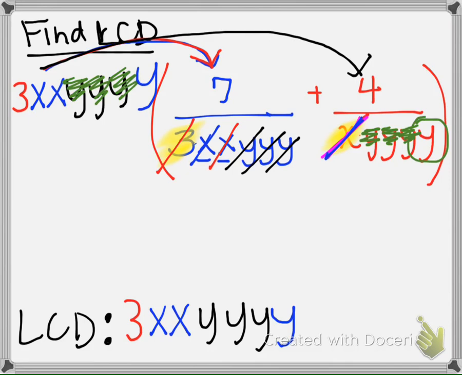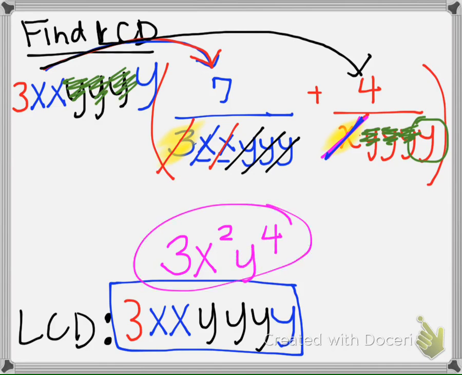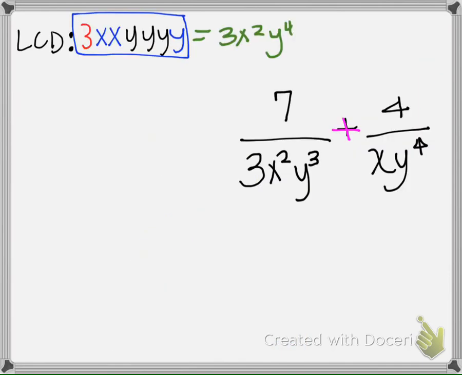So now, if I write it in a more simplified manner, our common denominator would be 3x squared y to the 4th. That would be our common denominator. So if we look here, it's always the one with the higher exponent. So x squared is higher, so we had an x squared as part of our common denominator. And 4 was bigger than 3 here, so our common denominator had the higher exponent.